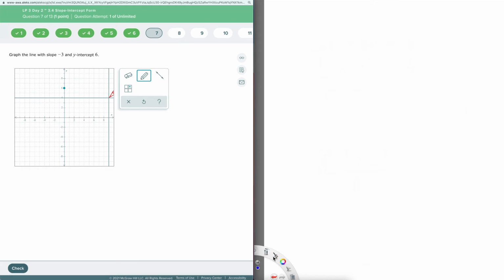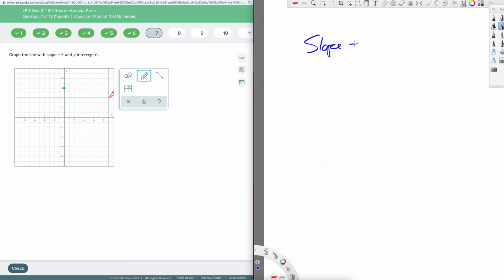And I know we've talked about slope quite a few times in the last few weeks. So slope is rise over run. Slope, and we have rise over run. They told us that the slope is -3.